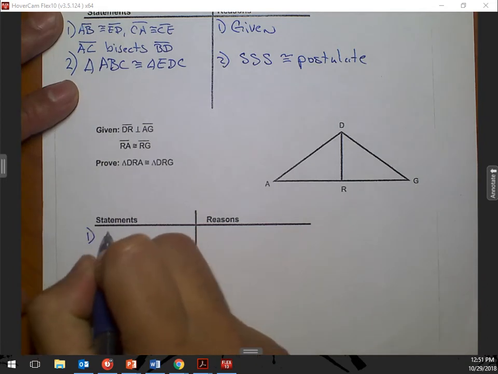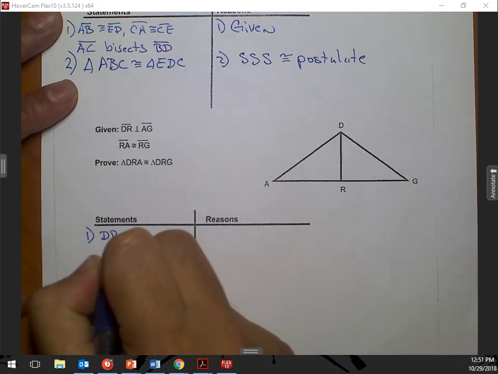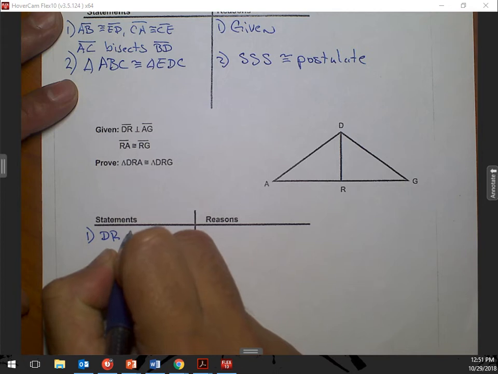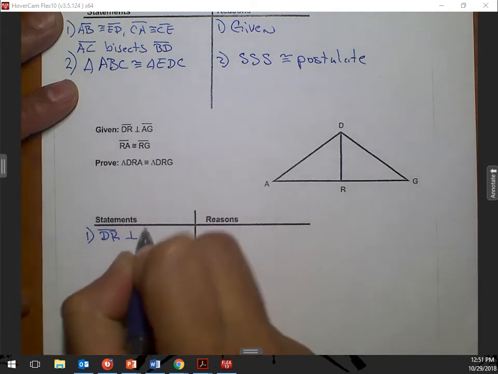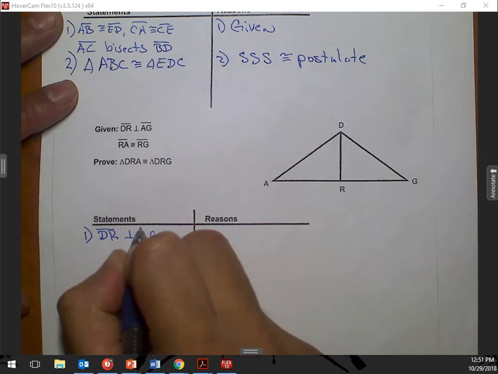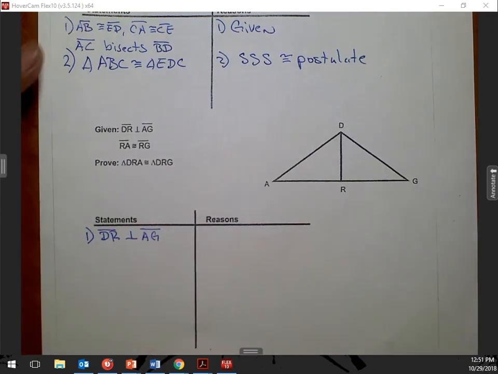Hey, let's take a look. 1, we're going to have DR. What's that upside down T? Do you guys recall? Parallel. Not parallel. Perpendicular. That one earned you a candy.